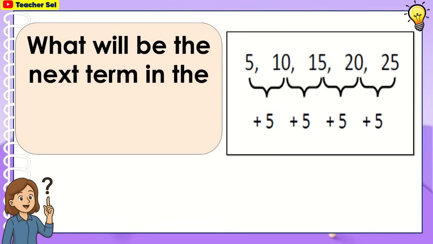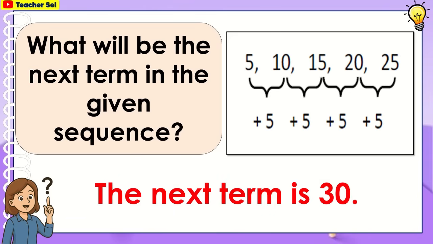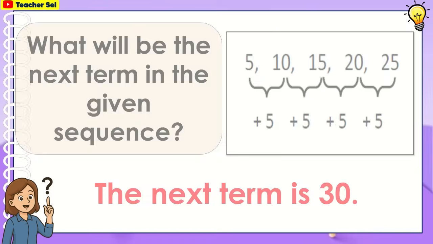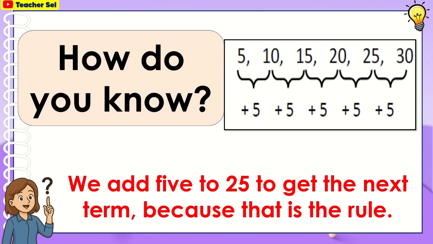What will be the next term in the given sequence? The next term is 30. How do you know? We add 5 to 25 to get the next term because that is the rule.